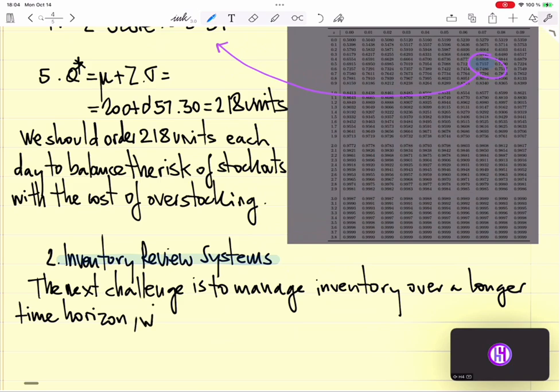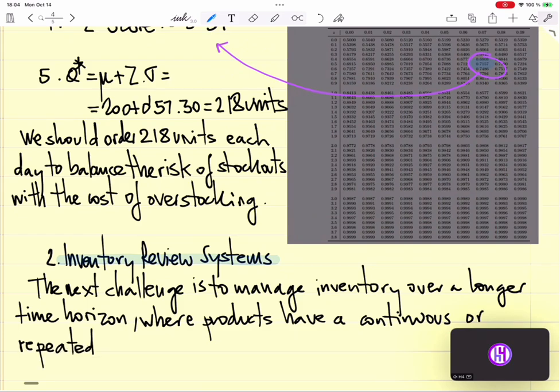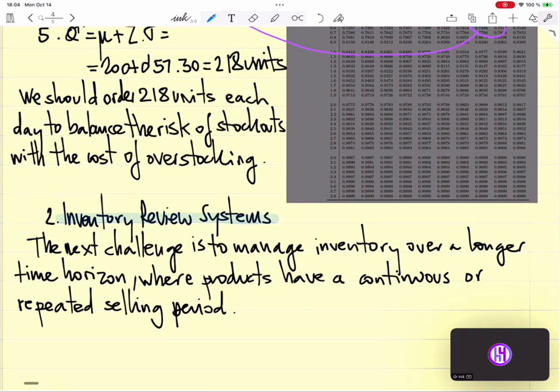where products have a continuous or repeated selling period. Okay? Just like we said before, imagine the Christmas time or imagine some auction where you offer certain products.